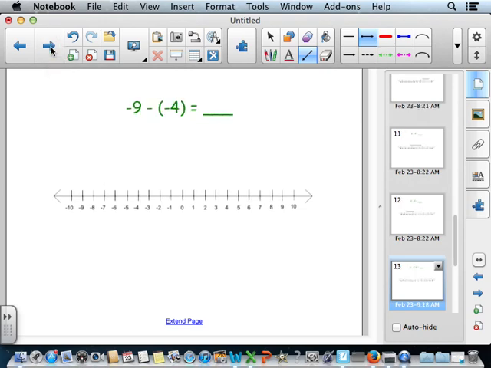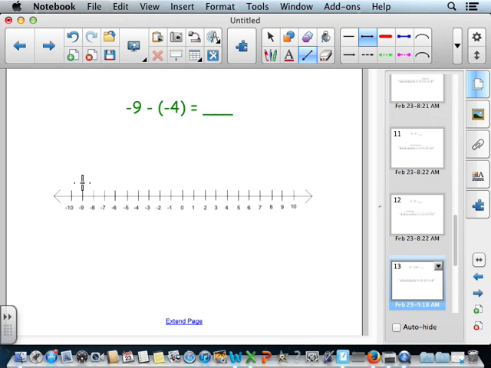Here I have negative 9 minus negative 4. This time I'm subtracting a negative. If I start at negative 9 on my number line and I subtract negative 4, when I subtract negatives, my number actually gets larger because I'm taking away some of the negatives that I'm starting with. So if I'm starting with negative 9 and I take away negative 4, my number will get larger by 4.